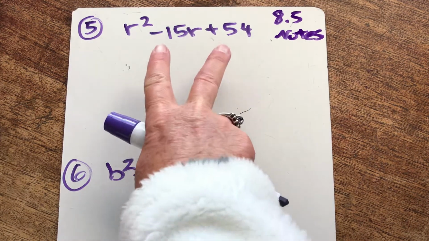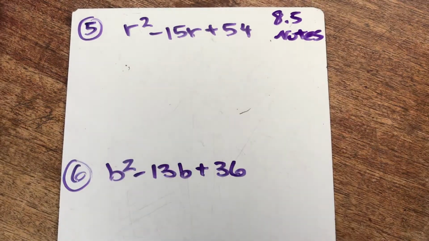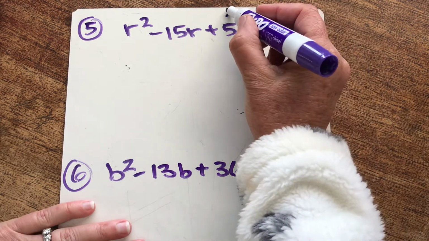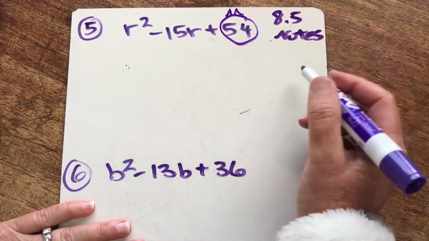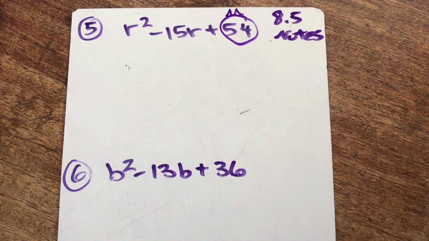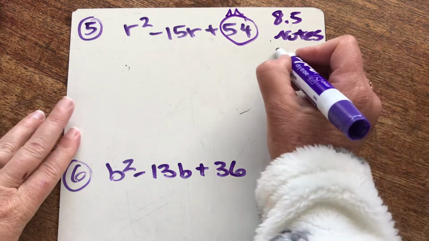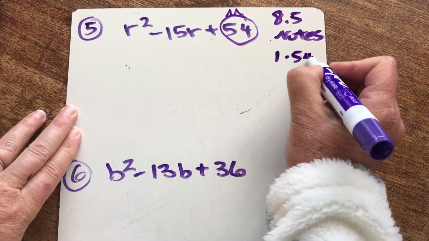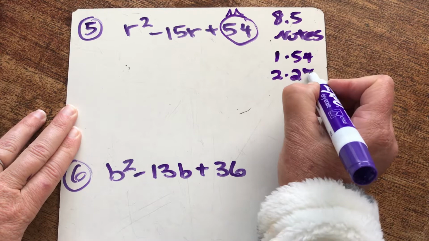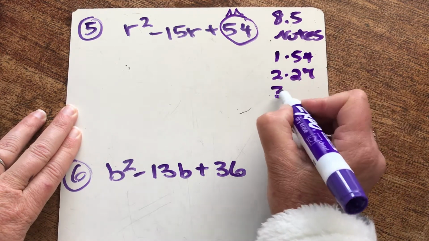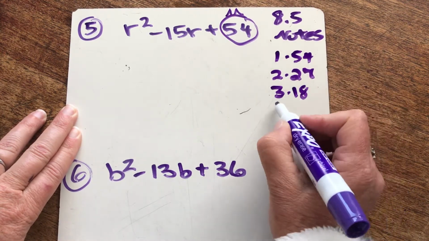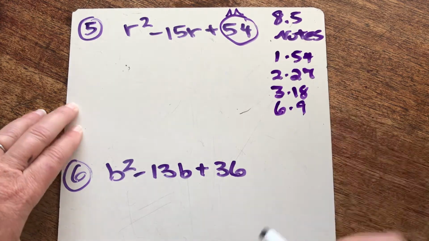We notice this time that we don't have both positives. I wonder how that's going to affect things. Well, we're going to see right now. Let's go. So we have a little m over the last number. I'm thinking of all the things that multiply to give me 54. Well, we have 1 and 54. We have 2 and 27. We have 3 and 18. And we have 6 and 9.